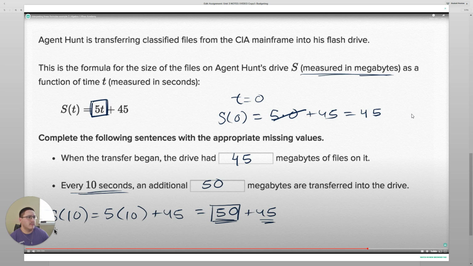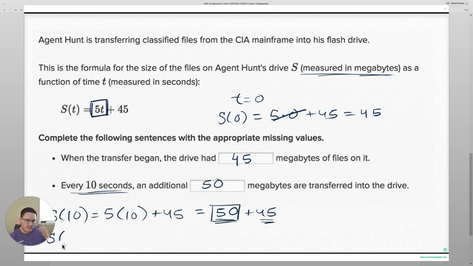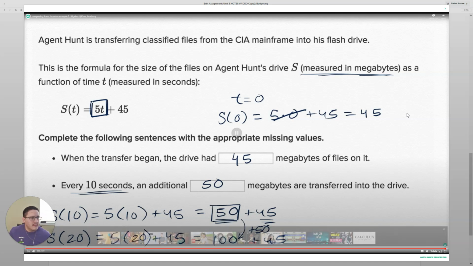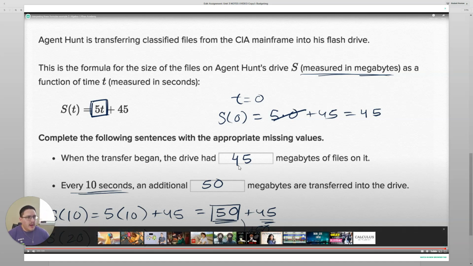And you could test that more if you want. You could say, okay, let's go another 10 seconds. S of 20 seconds, that's going to be 5 times 20 plus 45, which is equal to 100 plus 45. So notice, when we've increased time by 10 seconds, the memory that we're using, the megabytes we're using, has increased by 50.